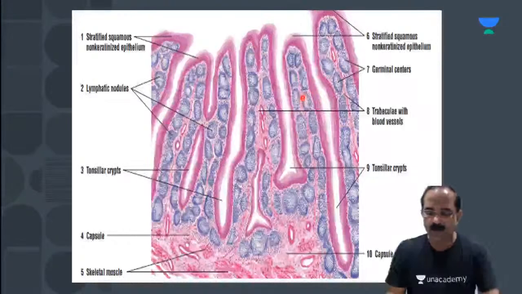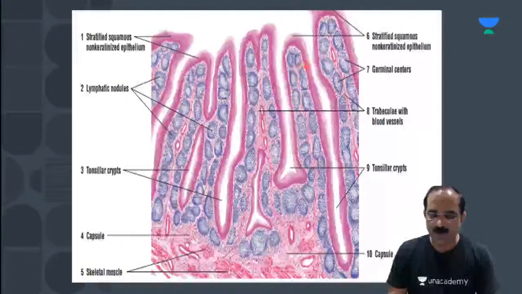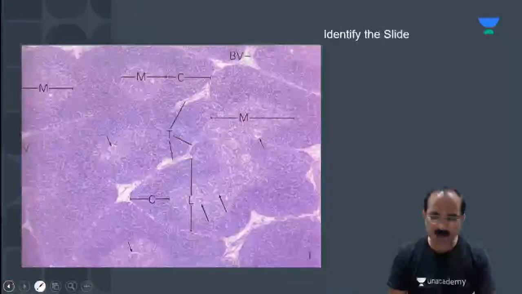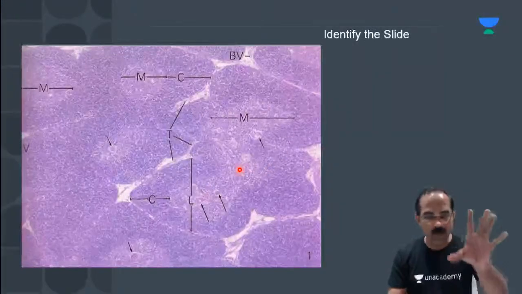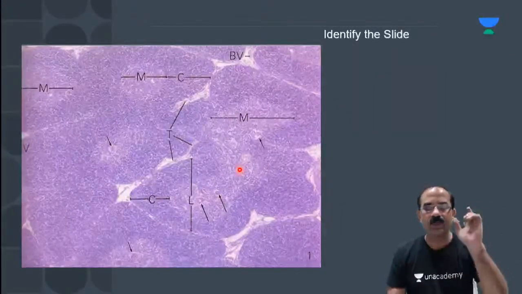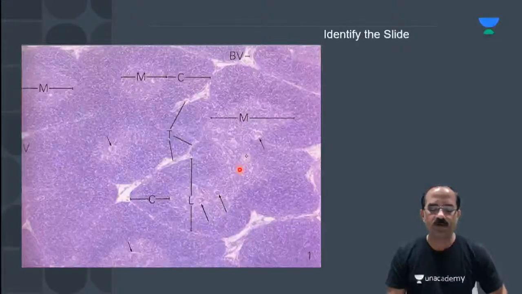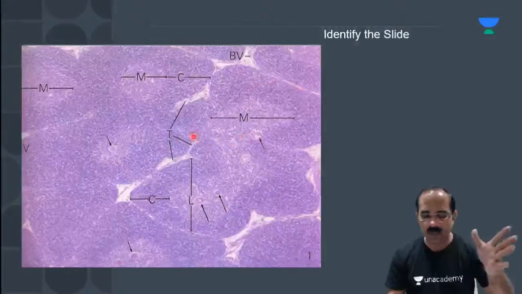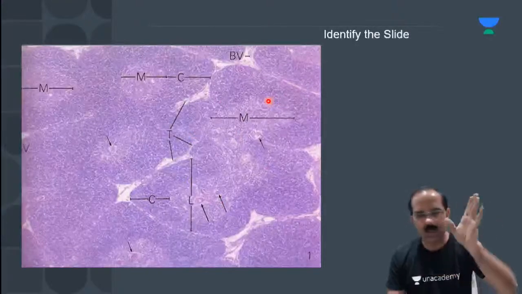In all the 4 slides, we get these lymphoid follicles. Do you see these lymphoid follicles? Except in one tissue, the lymphoid follicles are absent. What is that? Thymus. So lymphoid follicles are absent in thymus. That's an MCQ for you.